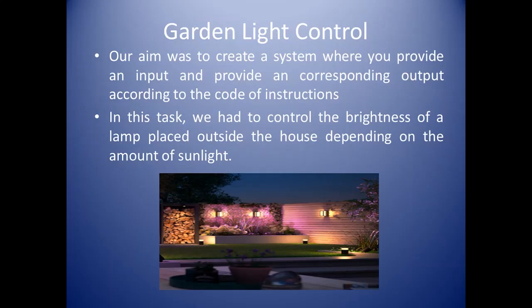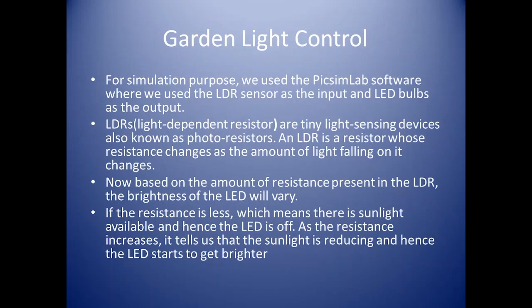So there's less sunlight, the garden lights are activated and switched on, whereas in the morning when there's enough sunlight, the garden lights are switched off automatically. So what we did here, we used the Pixel Lab software, where we use the LDR sensor as the input and LED bulbs as the output.